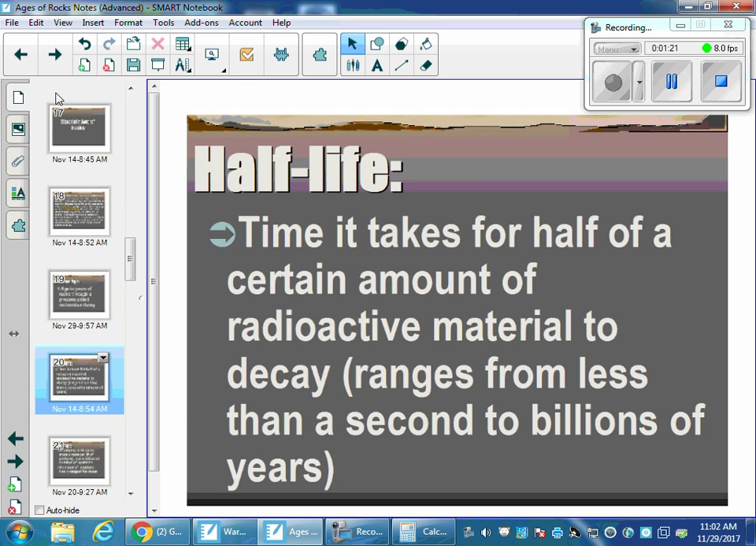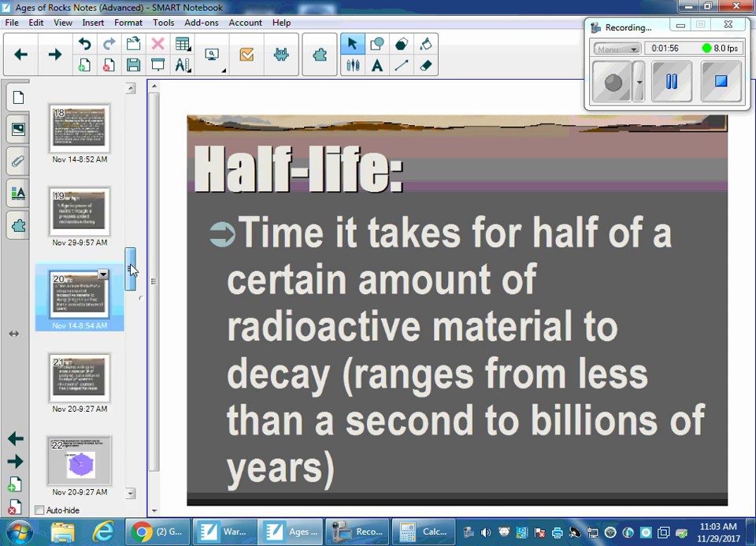Half-life is another term you need to know in order to understand radioactive decay. And a half-life is the time it takes for half of a certain amount of radioactive material to decay. So in this amount of time, half of the radioactive material has decayed. And this can be a wide variety of time. With some elements, we are talking about less than a second. And with other things, we are talking about billions of years. And we'll use some different examples in our calculations. But it can be a wide variety of time that we are talking about for things to decay according to their half-life.